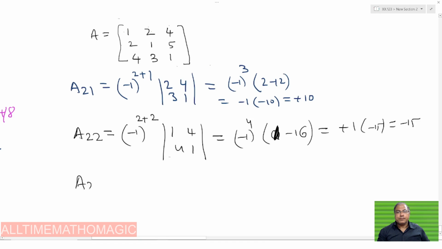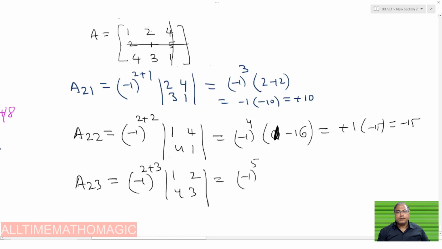After that, A23 is equal to minus 1 raised to 2 plus 3, determinant. Now delete the second row and third column. What are the numbers left? 1, 2, 4, 3. So minus 1 raised to 5 and the determinant is nothing but 3 minus 8, which is minus 5. So minus 1 into minus 5 is equal to plus 5.